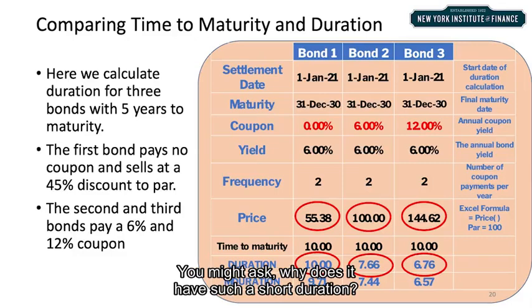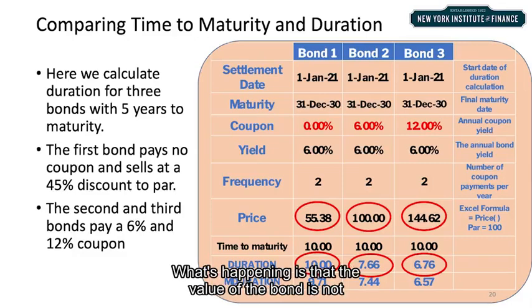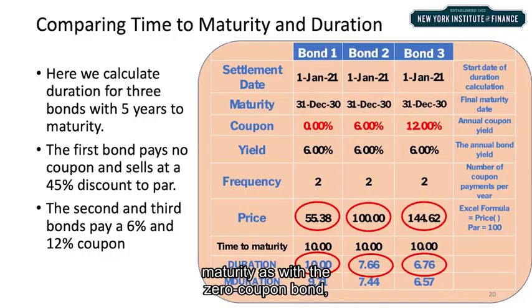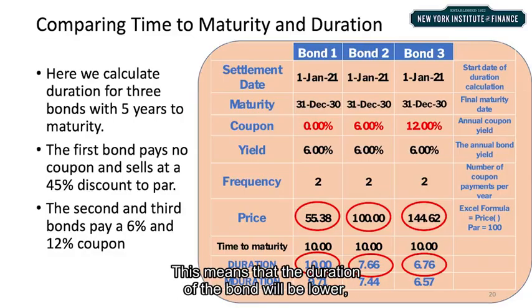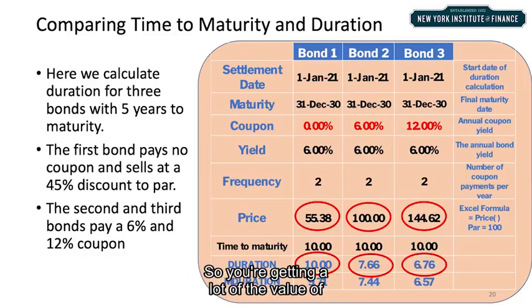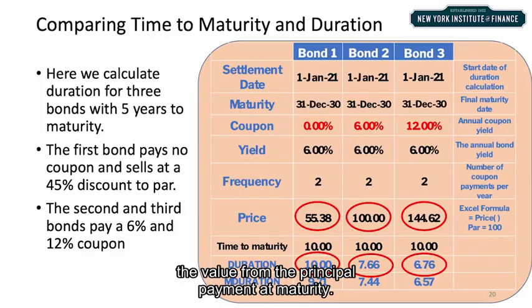You might ask, why does it have such a short duration? What's happening is that the value of the bond is not just the payment of principal at maturity as with a 0 coupon bond, but you're getting coupons each year, so you're getting a lot of the value of the bond in year 1 and 2 and 3 and so on when the coupons are paid. So this means that the duration of the bond will be lower, recalling that duration is the weighted average time for receiving the bond's cash flows. You can see this in the third bond, which pays a 12% coupon, so you're getting a lot of the value of this bond from the coupons and a relatively small amount of the value from the principal payment at maturity.